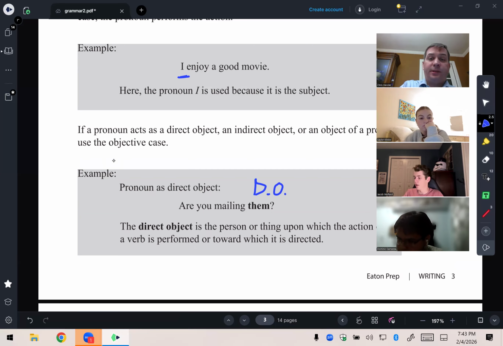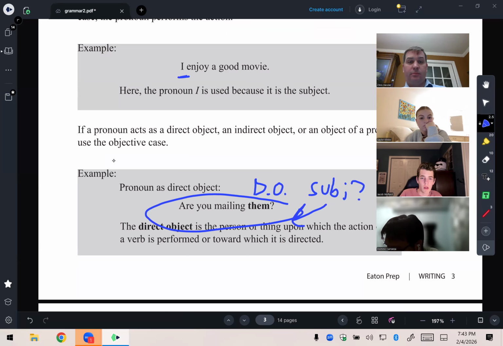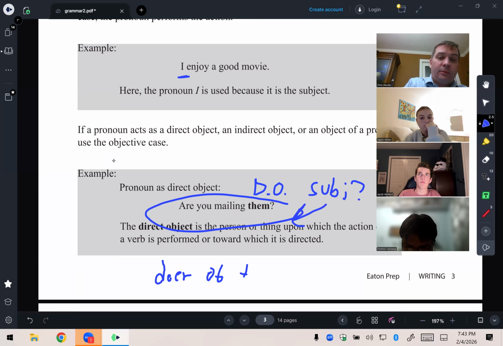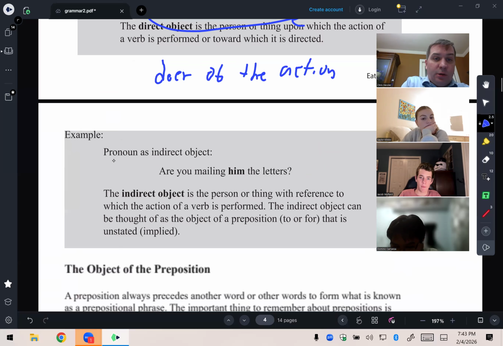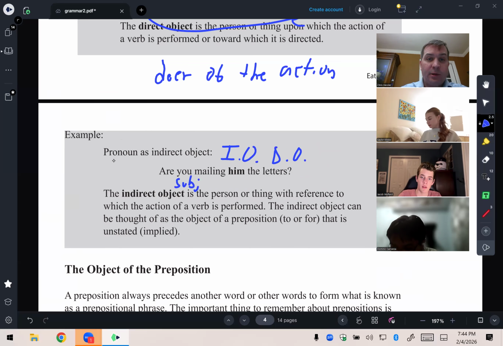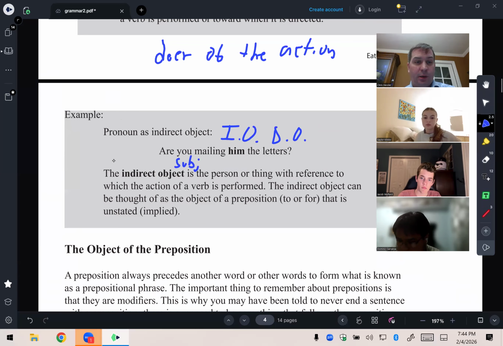What is the subject of this sentence? Anybody know? This sentence here. It's always the doer of the action. Maybe I'll just make a note of that. You? Yep, you're right. Okay, good. All right, next one. Okay, so you is still the subject of this sentence. The letters are still the direct object. Now we have an indirect object. The indirect object is the person or thing with reference to which the action of a verb is performed. Okay, so there they all are.